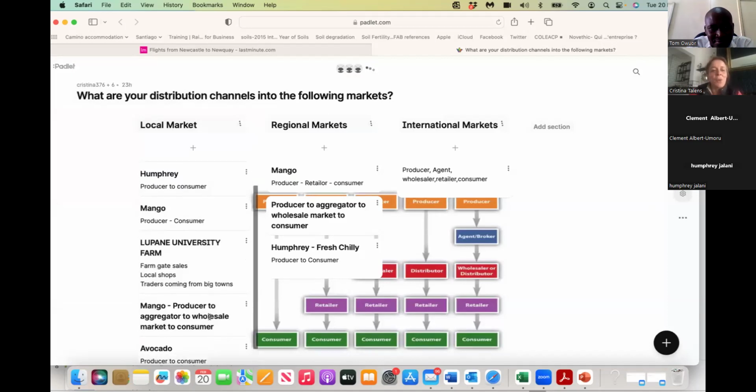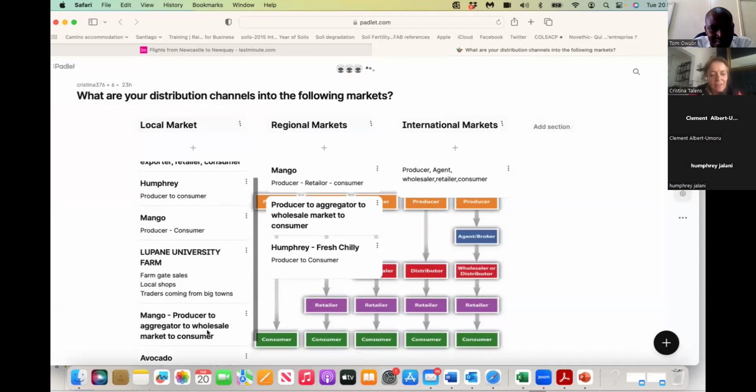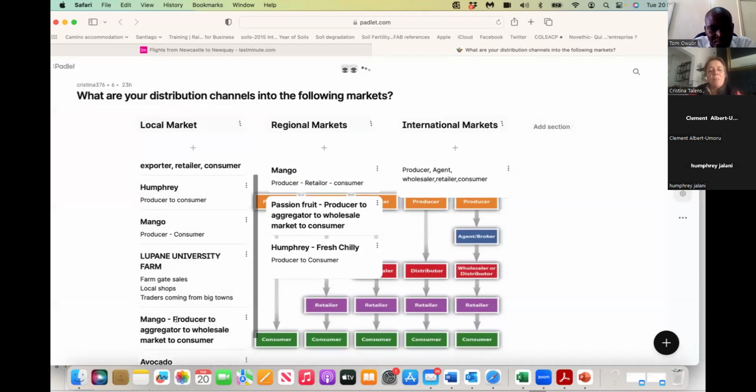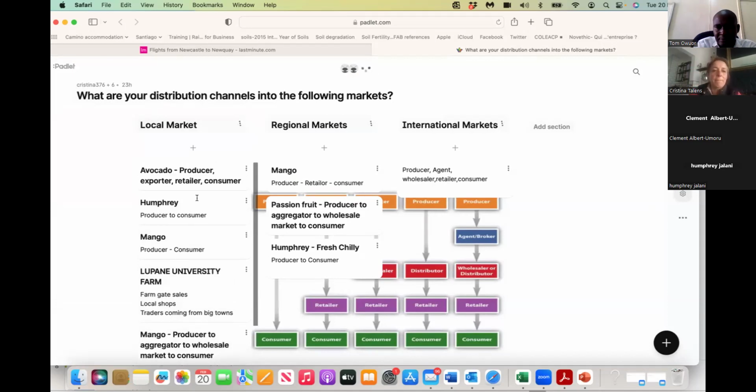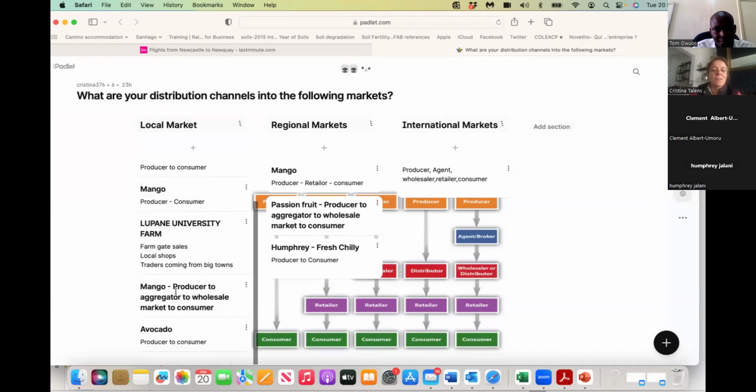Okay, mango. We've got producer to aggregator to a wholesale market to the consumer. Okay, so with the mango producer to aggregator, is the aggregator a pack house? Who put mango there for the local market? I can't see who that was. Who wrote this? Christine, that's me. Ah, Susan. Is that Susan? Yeah. Okay.